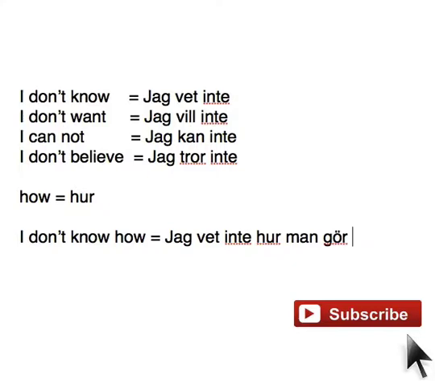Alright? So what's man? Man means one. When you say, I don't know how one does. I don't know how one says. So that's what man means in Swedish. It also means man as in English. But in this case, it means one. I don't know how one does. Jag vet inte hur man gör.